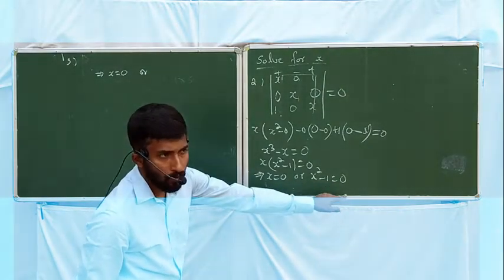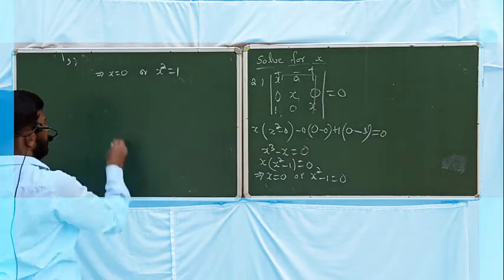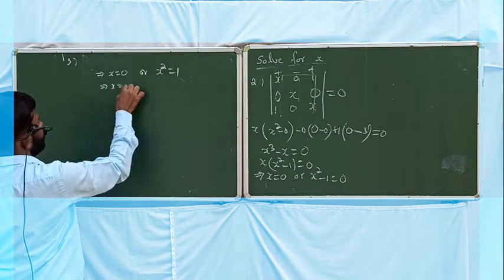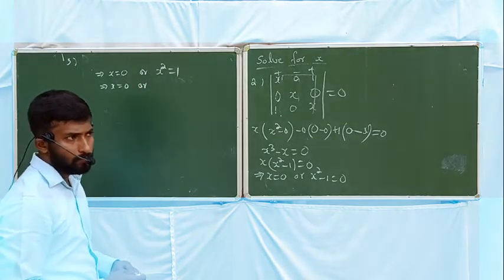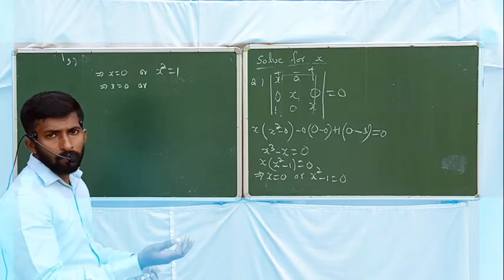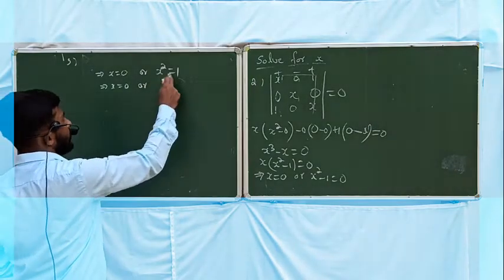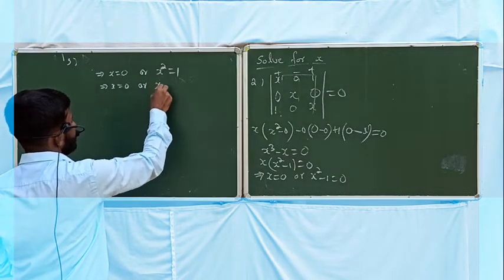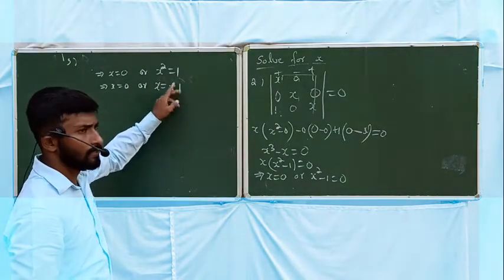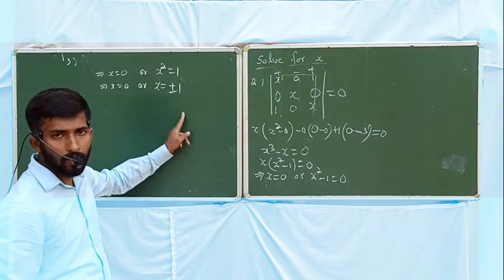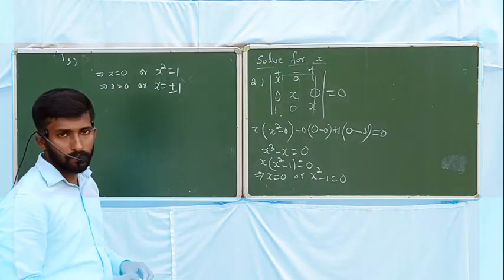Shift minus 1 to RHS, we get x square is equal to 1. That implies x is equal to 0 or x square equal to 1. In the previous problem, x square equal to 9, you were writing x equal to plus or minus 3. Similarly, x square equal to 1 implies x is equal to plus or minus 1, because plus 1 square is equal to 1, minus 1 square also is equal to 1. Therefore, we are writing x is equal to plus or minus 1.